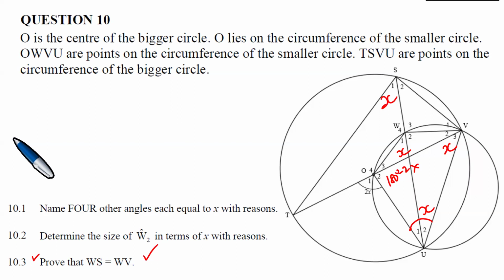We don't know yet. But now we're asking a question. Prove that WS is WV. Okay, here is W, here is S, here is V. Prove that WS is WV. Like that.